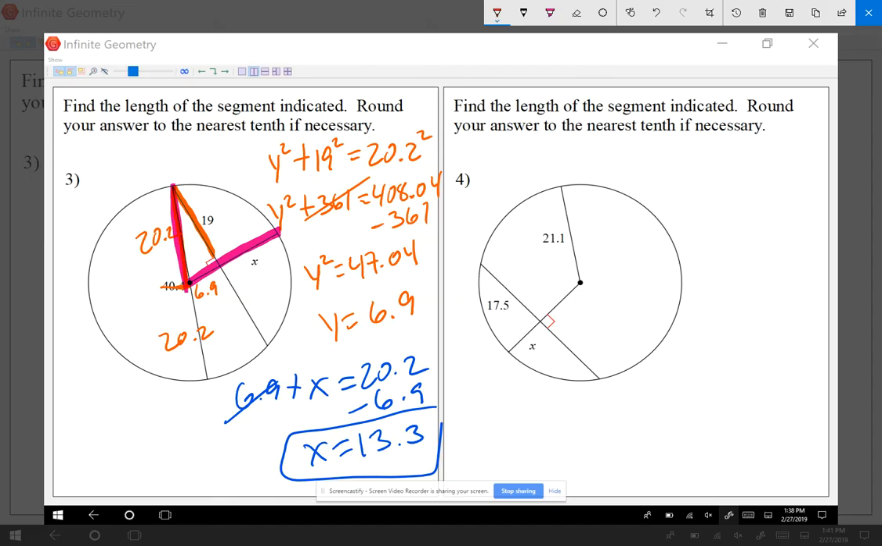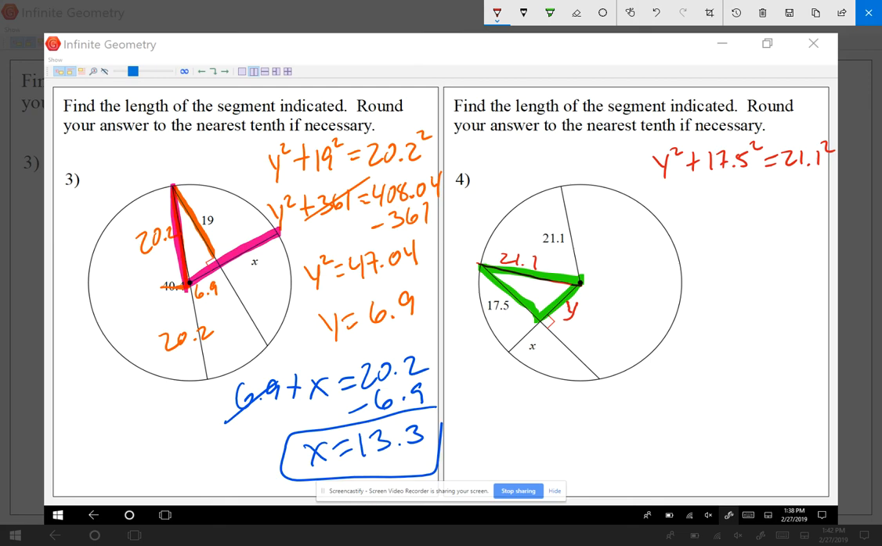Same thing with question number 4. I see that the radius is 21.1. Remember, radius is from the center all the way to the edge of the circle. So if I draw another radius here, I'm going to call it 21.1. The reason why I draw that radius is because I want a right triangle. The third side of the triangle, I'm going to call it y. So looking at that triangle, I'm going to go y squared plus 17.5 squared equals 21.1 squared.